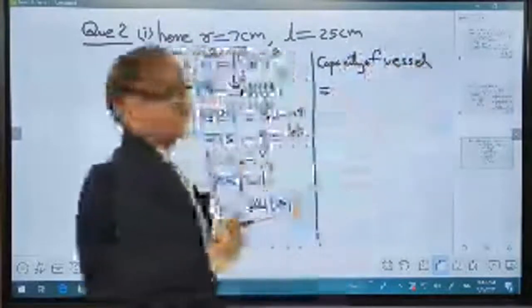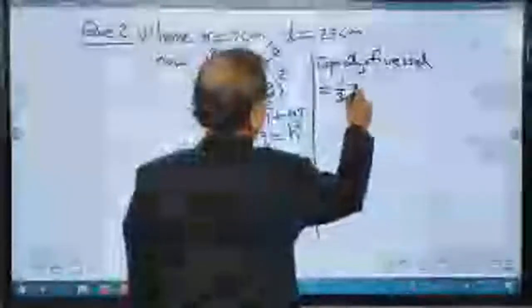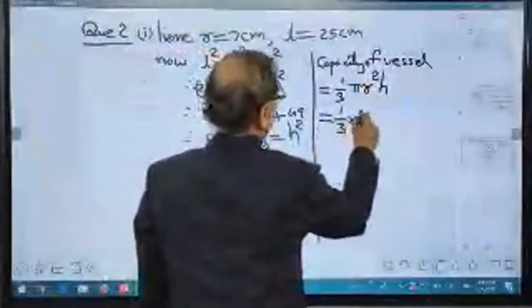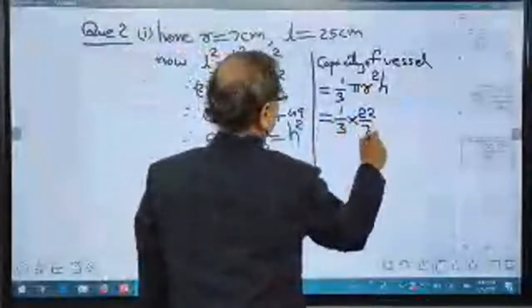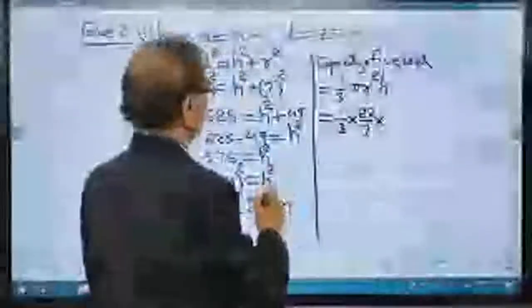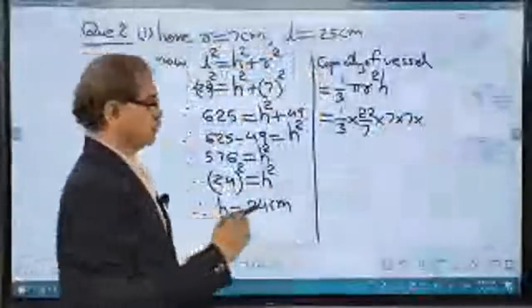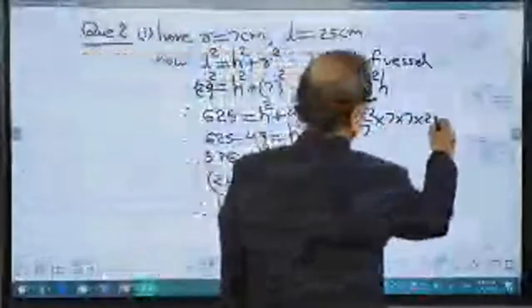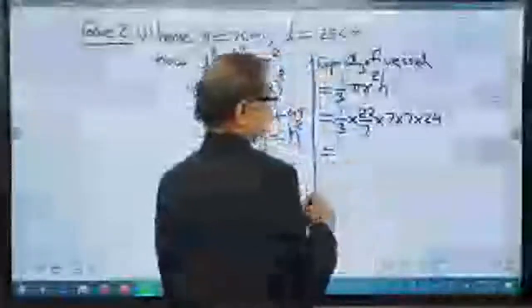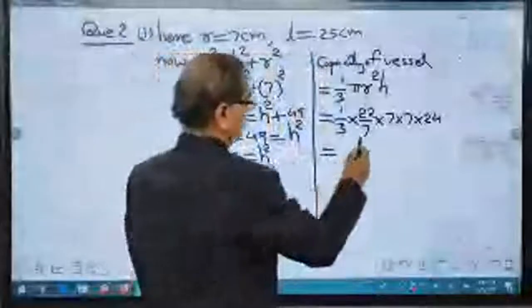Capacity of the vessel, that is the volume of the vessel, we would like to find out. Our vessel is a cone, so the volume is one third pi r square H. In this formula we do the substitutions: 1 upon 3 multiplied by 22 upon 7. Radius is 7, so 7 multiplied by 7. And the height which we have calculated is 24. Then we do the necessary calculations.